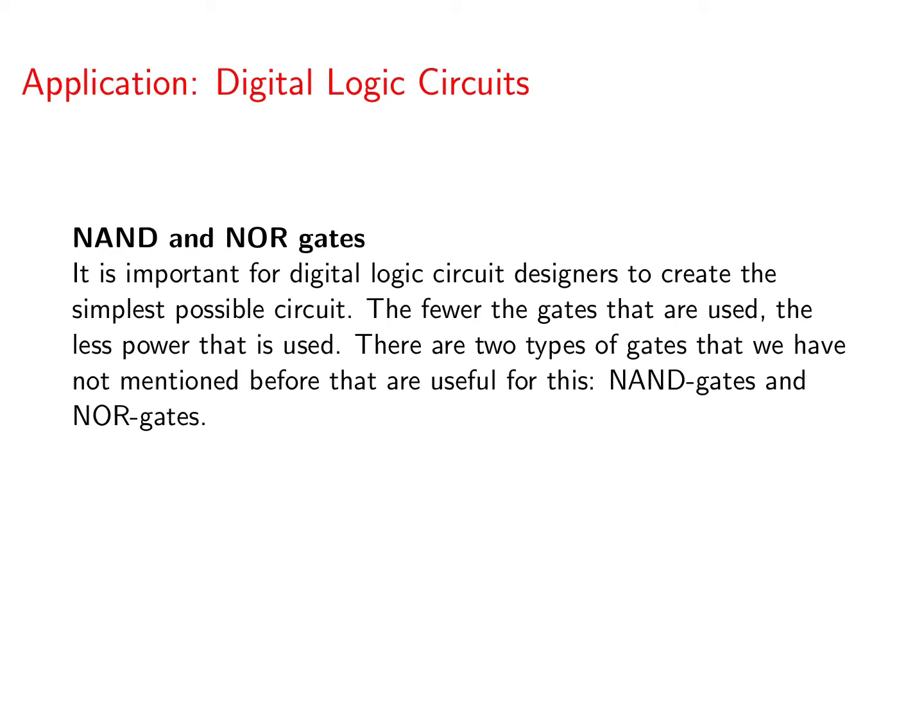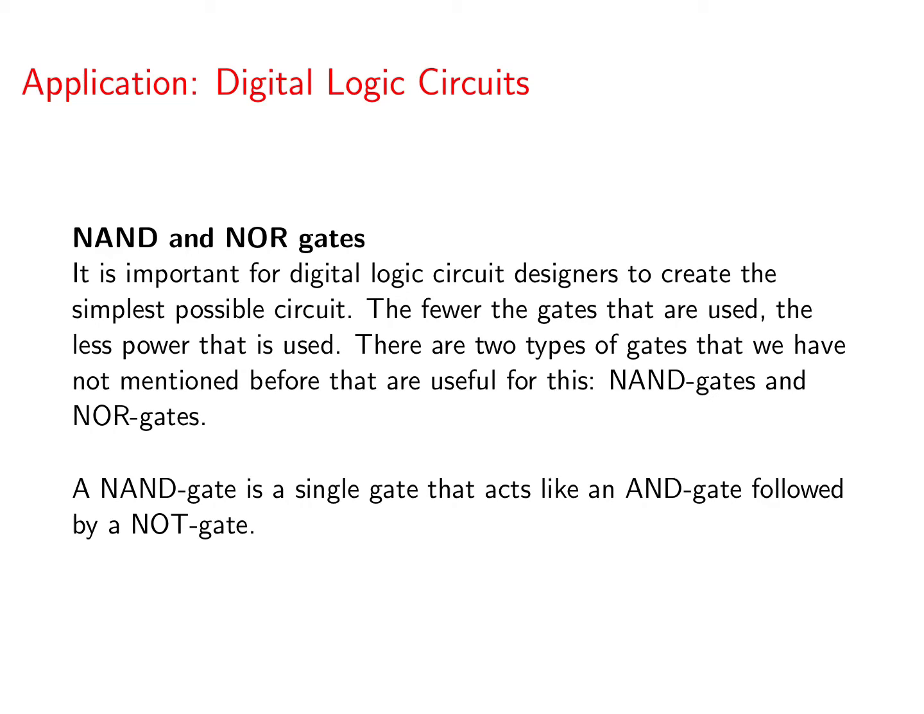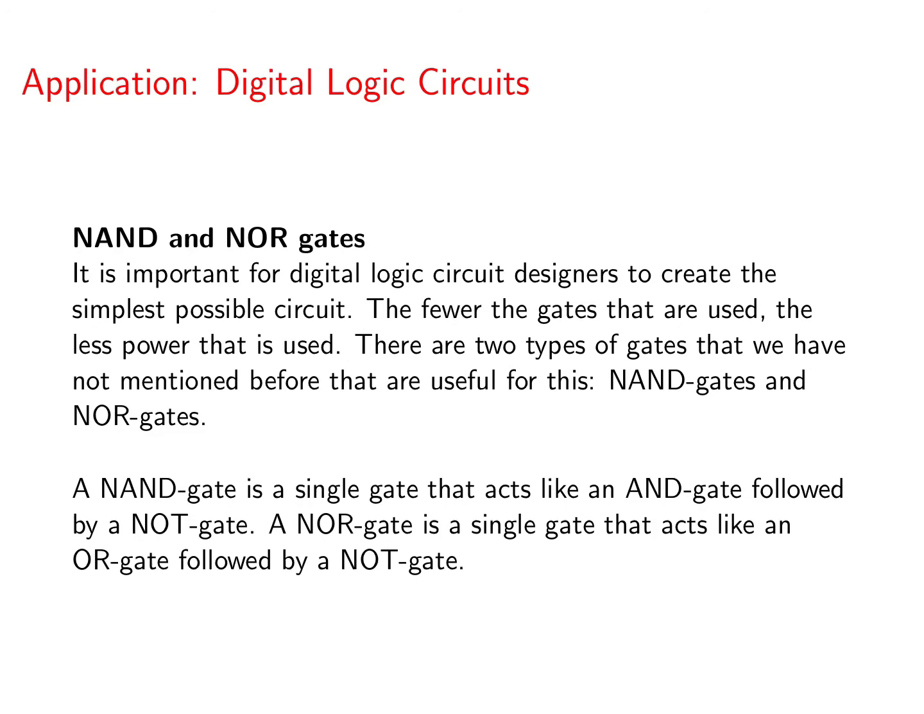The two types of gates that we haven't mentioned before are useful for simplifying gates. They're the NAND gates and the NOR gates. A NAND gate is a single gate. It acts like an AND gate followed by a NOT gate. A NOR gate is a single gate that acts like an OR gate followed by a NOT gate.